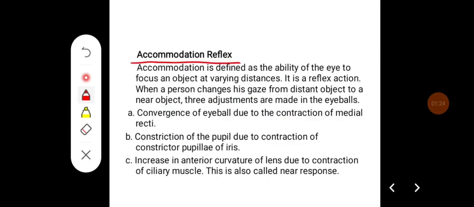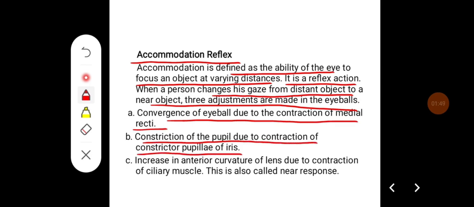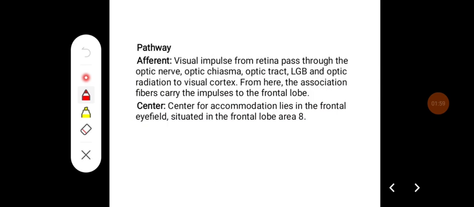Accommodation reflex. Accommodation is defined as the ability of the eye to focus on an object at varying distances. It is a reflex action. When a person changes his gaze from a distant object to a near object, three adjustments are made in the eyeballs. The first one is convergence of the eyeball due to the contraction of the medial recti. The second one is constriction of the pupil due to the contraction of the constrictor pupillae of the iris. And the third one is an increase in the anterior curvature of the lens due to the contraction of the ciliary muscles. This response is also called the near response.